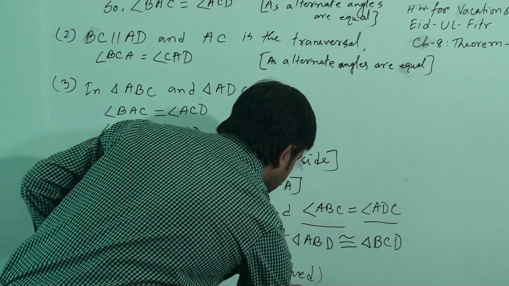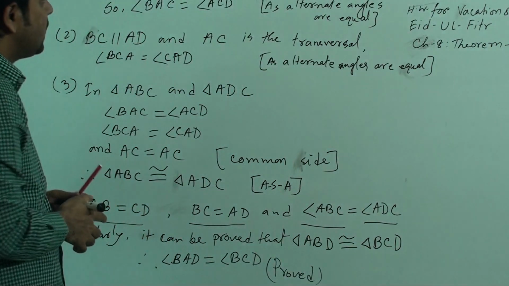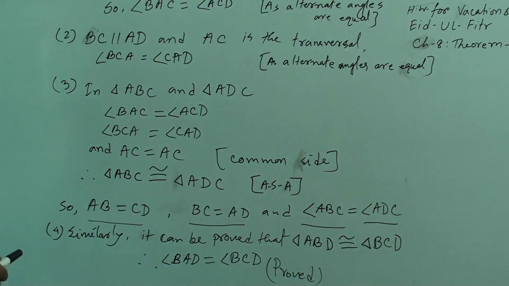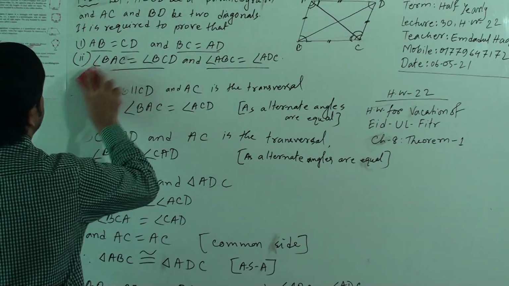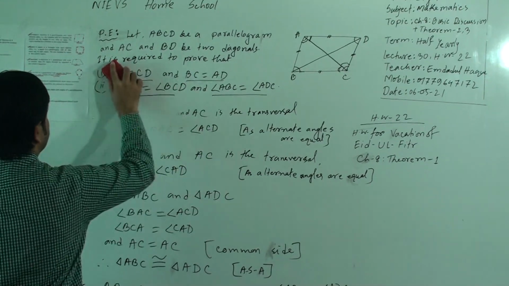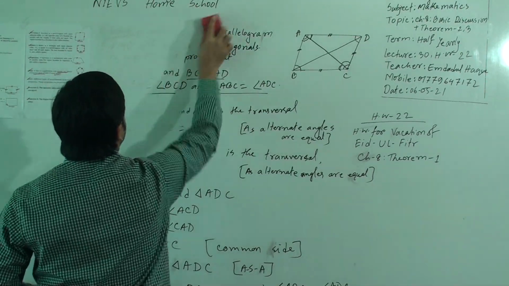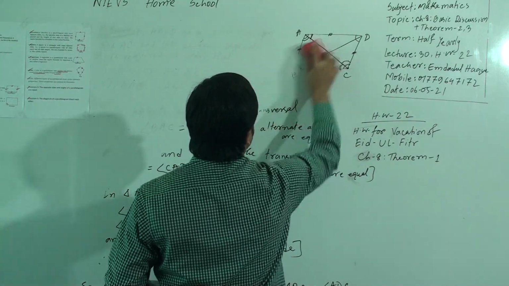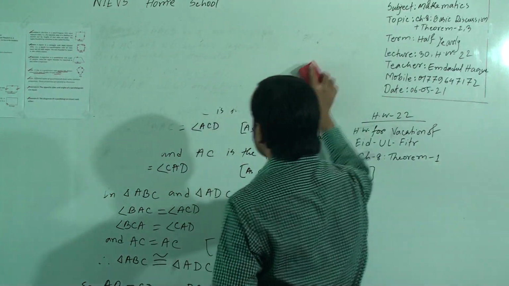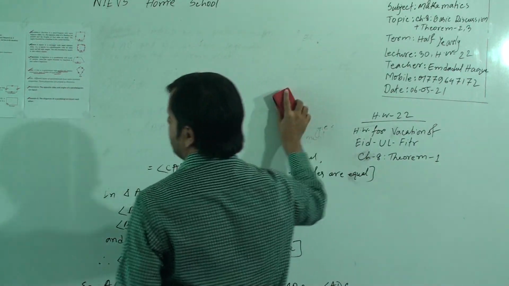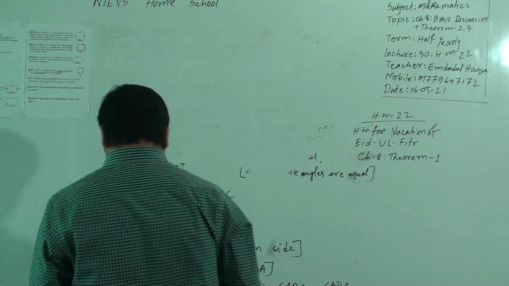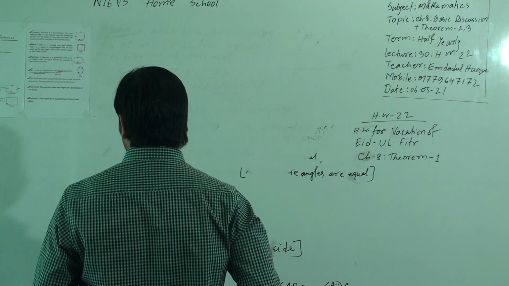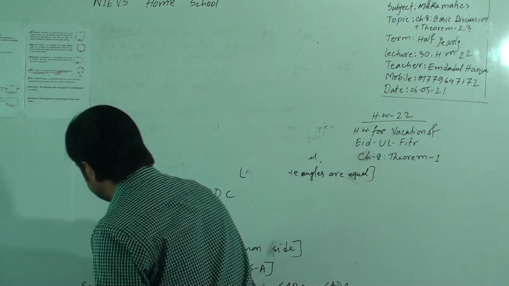Proof of theorem 2. Okay, dear students, now I will prove theorem 3. I hope you have understood the proof of theorem 2. What is theorem 3? Theorem 3 is: the diagonals of a parallelogram bisect each other.